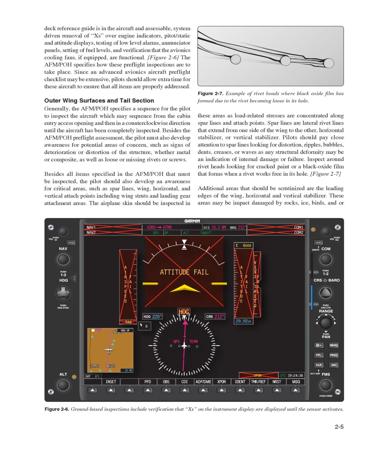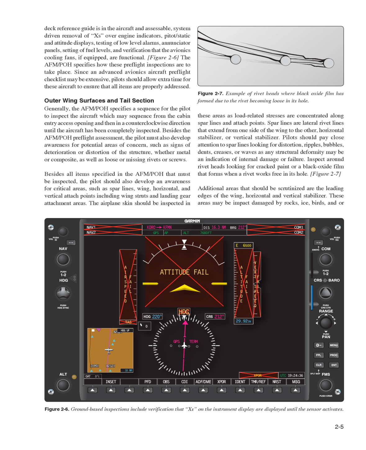Outer wing surfaces and tail section. Generally, the AFM/POH specifies a sequence for the pilot to inspect the aircraft, which may sequence from the cabin entry access opening and then in a counterclockwise direction until the aircraft has been completely inspected. Besides the AFM/POH pre-flight assessment, the pilot must also develop awareness for potential areas of concern, such as signs of deterioration or distortion of the structure, whether metal or composite, as well as loose or missing rivets or screws.